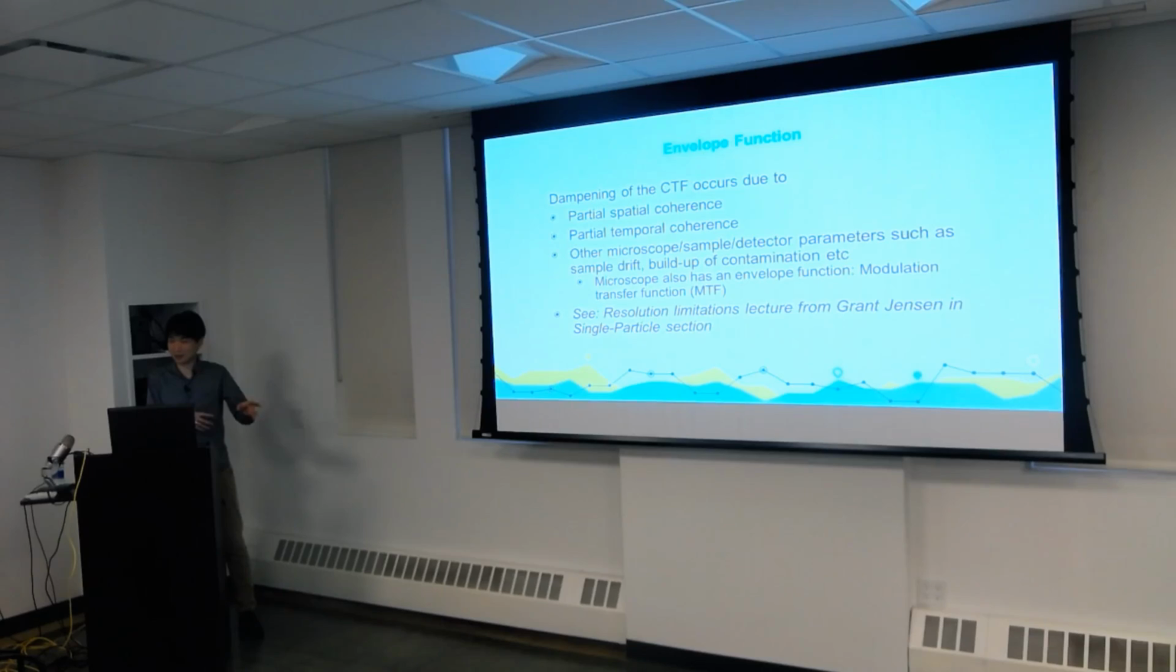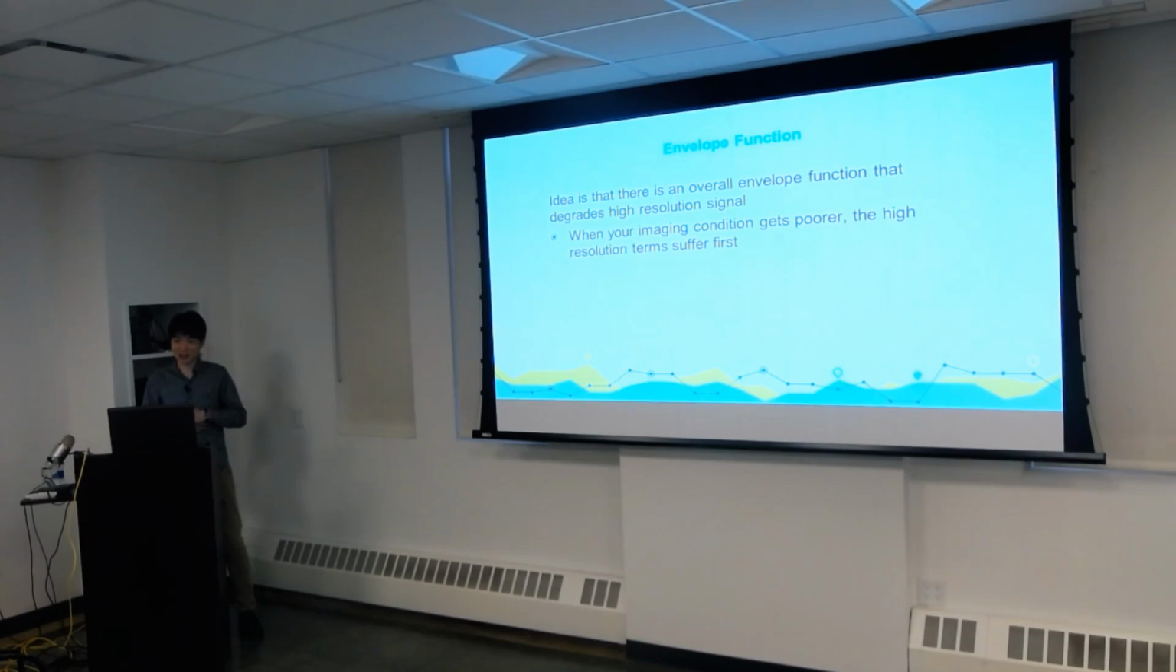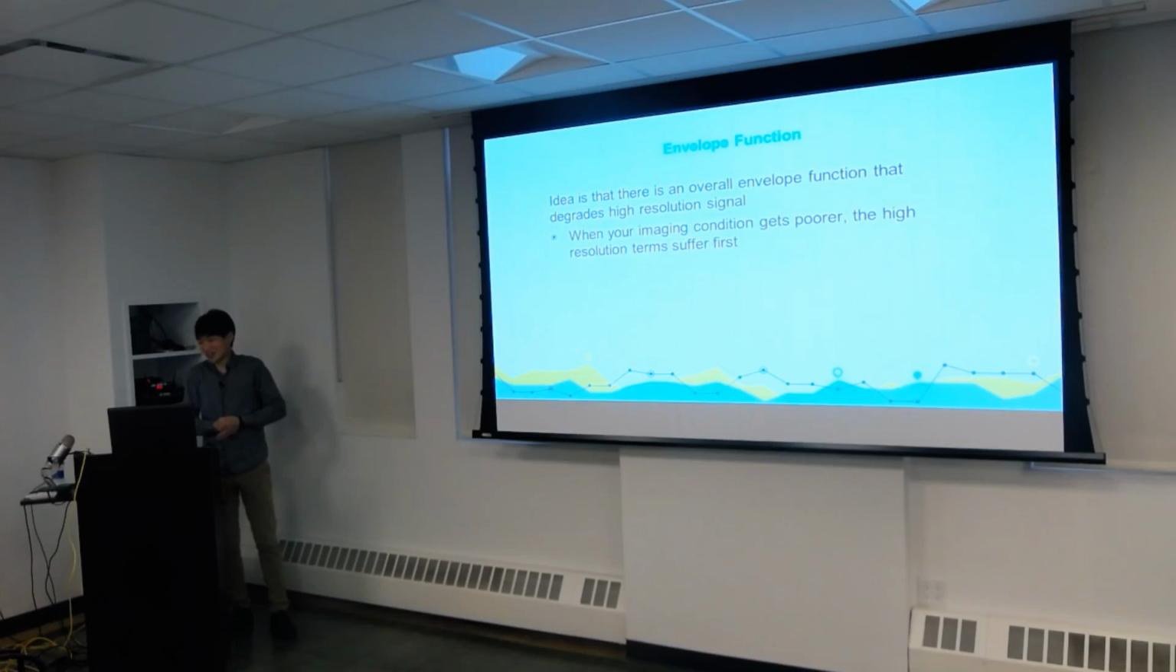But the whole idea is that a lot of these things are a bit beyond your control. If you go and image your sample, that's the microscope you get, that's the condition you get, your grid already. You can do your best with grid preparation, but it's inside. So the idea is to know that there is such an envelope function that degrades your high resolution signal, and anything that helps you along the way will help you recover the higher spatial frequency information.